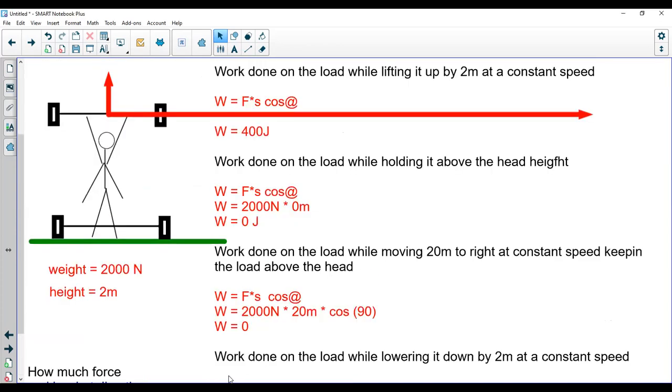Now be careful. To lower it down, the distance moved is downward. The force is upward, but the distance moved is downward. So what will be the work done when we lower it down 2 meters at a constant speed? So in that case, what will be the work done?